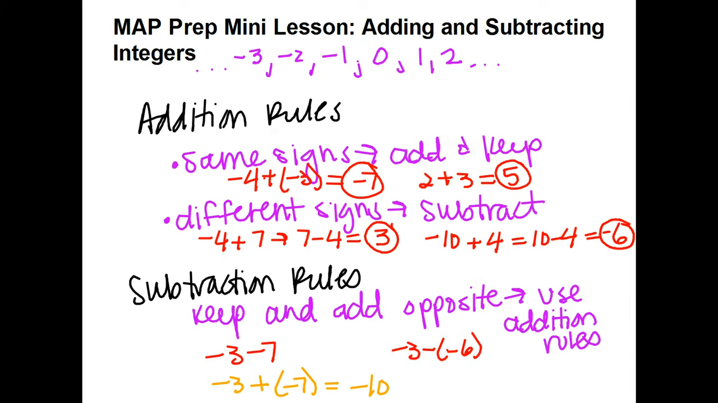Another example would be -3 minus a -6. So I keep my first term. I add the opposite of my second term. The opposite of -6 is +6. Now my signs are different, so I subtract 6 minus 3. I get 3. Keep the sign of the bigger number. Bigger number is 6. Answer is a +3. And that is it for adding and subtracting integers.